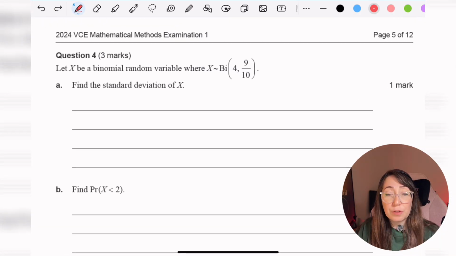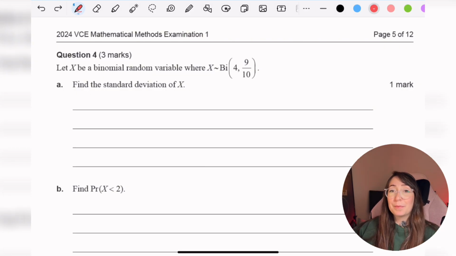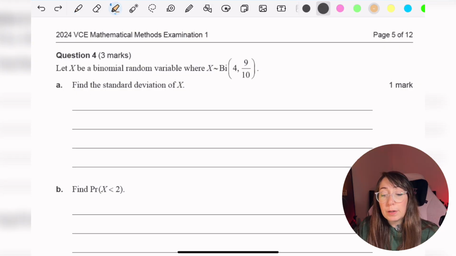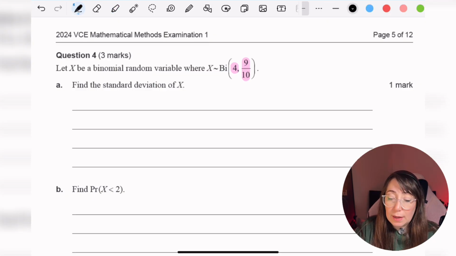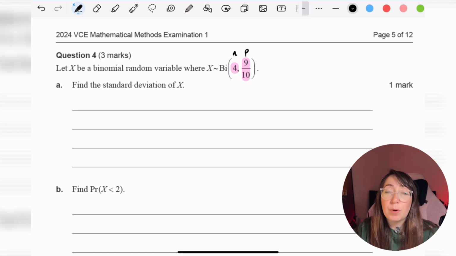Moving on now to question 4, some lovely probability. Let x be a binomial random variable. So starting off with question 4, let x be a binomial random variable where x is the binomial random variable with our n as 4 and our probability as 9 on 10. So you just need to know how to read that notation. That's n, and probability of success is that.